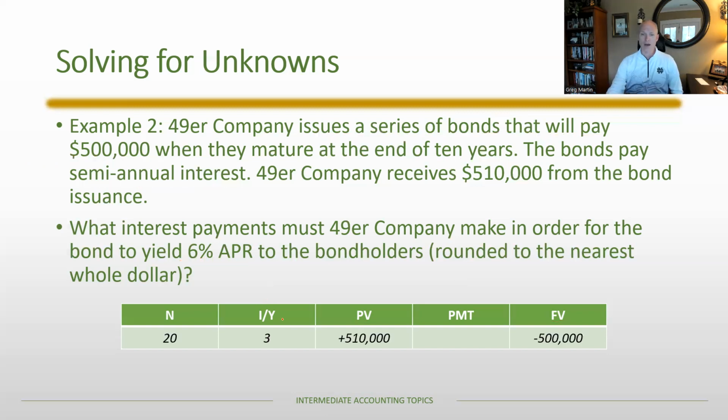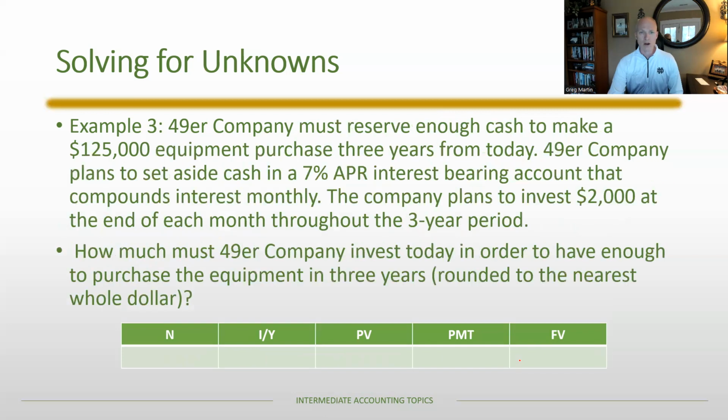And so when I map all that out, you can see that my N is 20 semi-annual periods, a 3% semi-annual rate, positive cash flow today of $510,000, negative cash flow in the future of $500,000. And I want to know what payment will make all this work. And so you solve for the payment, and you get $15,672. And so that is the payment that this bond would need, given the other terms. Again, this is where time value of money becomes challenging, because you've got to figure out, what am I solving for in the context of one of these problems? All right, next one.